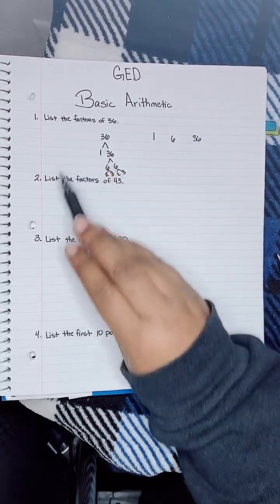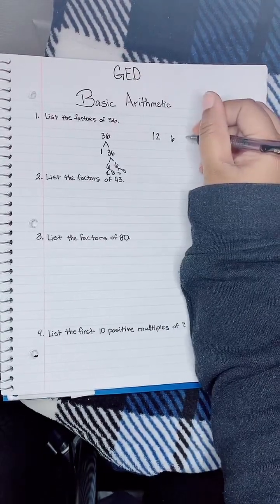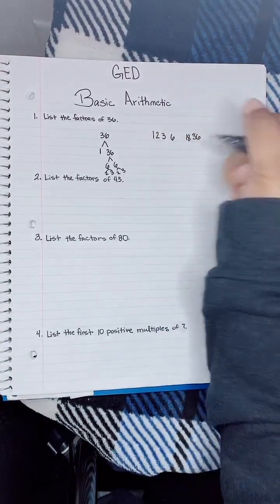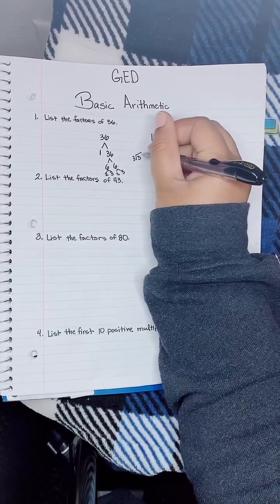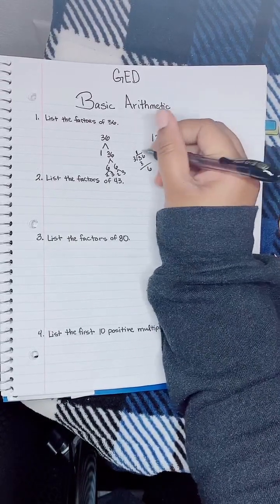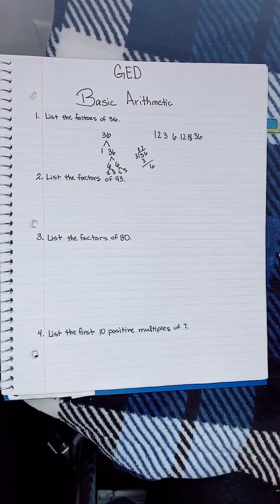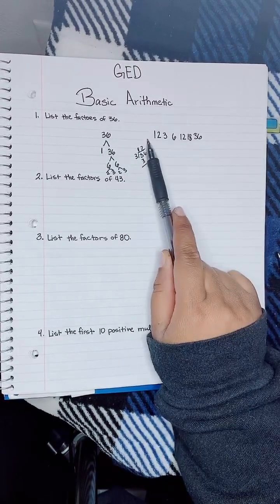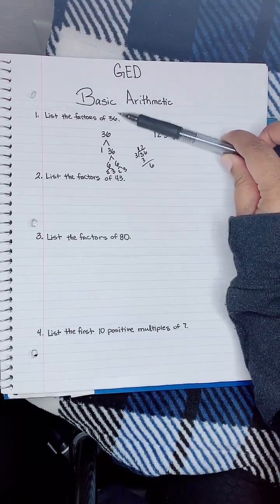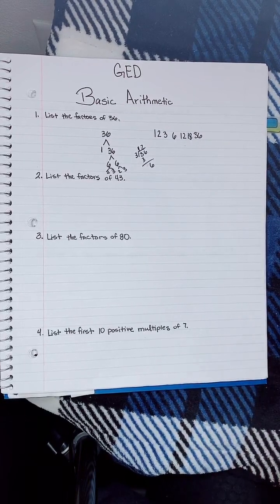But we're listing factors, so what goes into 36? We know 2 times what gives us 36, I believe it's 18, and then 3 times what gives us 36? If we do 3 into 36, I believe it's 12. 3 goes into 3 one time, and then carry down the 6. 3 goes into 6 two times. So 3 times 12 also gets us 36. So these are all the factors of 36. Remember, factors are numbers that are smaller than the number given, okay? Which is different from multiples, which we will get to later.